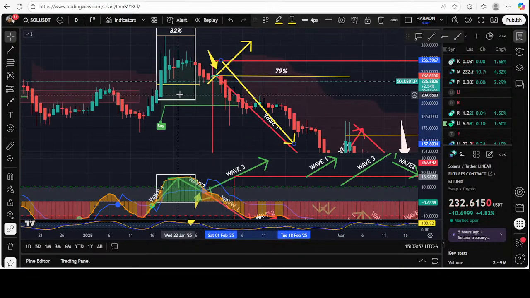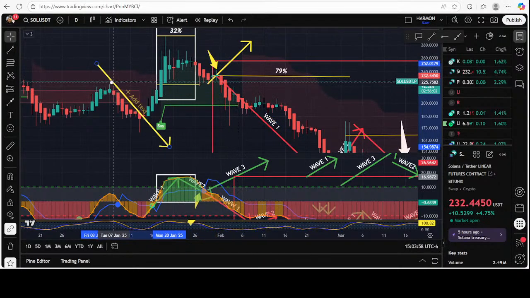So that's how easy it is for us to understand where we're trading. So we want to focus here on the system, which is the daily system.